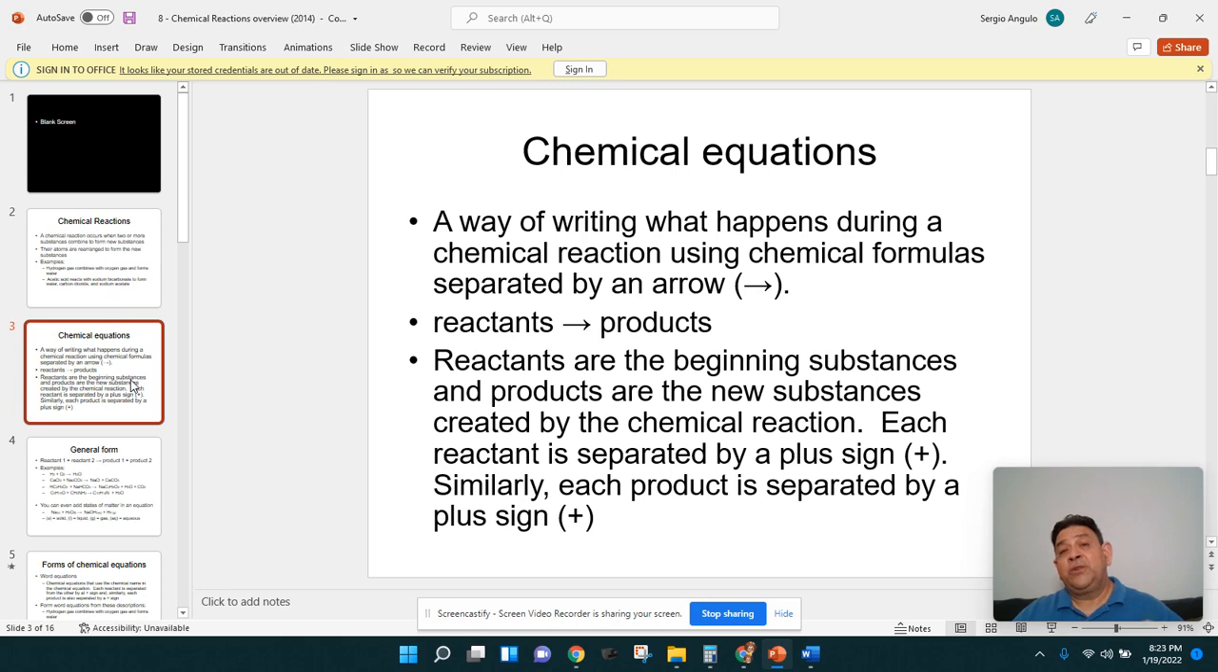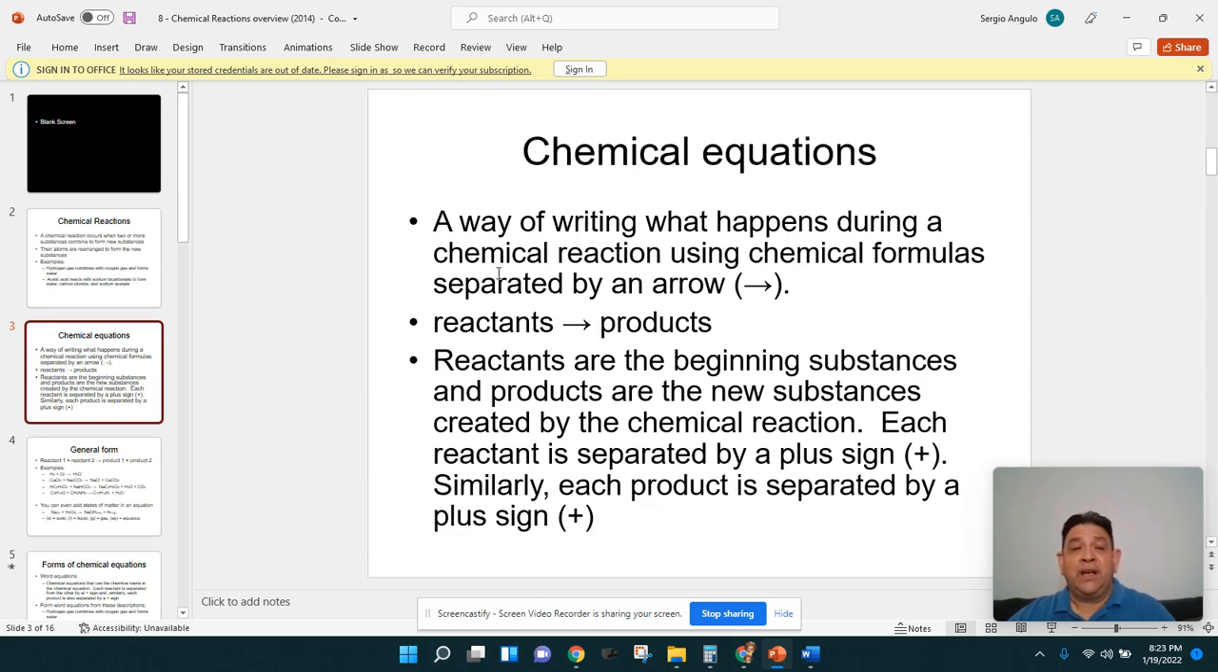So get those two things correct here in your mind. Chemical reactions are things that happen. They are phenomena where we get new substances from old substances. Chemical equations are shorthand ways of describing what happened in a chemical reaction. So, as you can see from the first bullet point, chemical equations are a way of writing what happens during a chemical reaction.